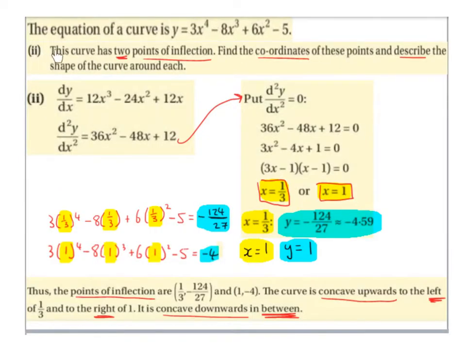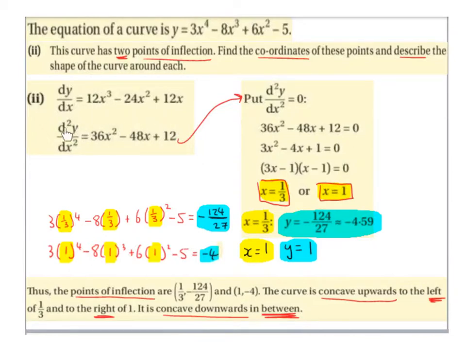Part 2. This curve has 2 points of inflection. Find the coordinates of these points and describe the shape of the curve around each. So when we hear points of inflection, we want to think second derivative. So the first derivative, before we simplified it, was 12x cubed minus 24x squared plus 12x. So the second derivative, d squared y dx squared, is 36x squared minus 48x plus 12.